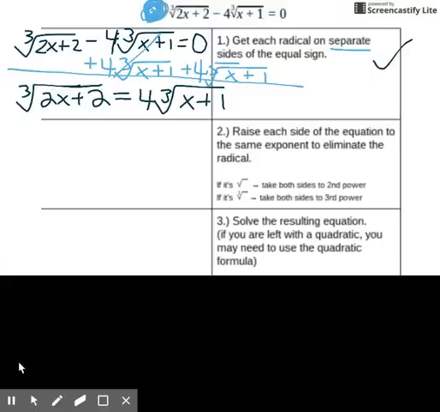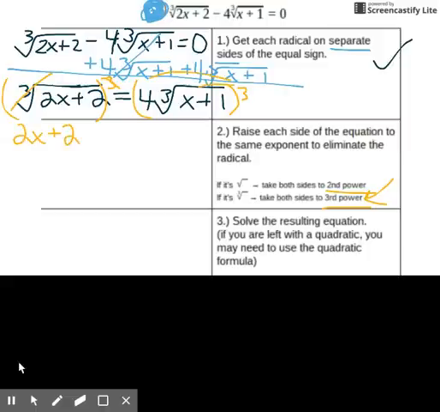Raise each side of the equation the same exponent to eliminate the radical. So this one says if it's a square root, you take the second. If it's a cube root, you take a third. So this time, I've got a cubed root, so I'm going to take it to the third power. Okay, so when I do this one, the cubed root and the cube cancel each other out, so it's just 2x plus 2. This other one's a little bit more complicated.